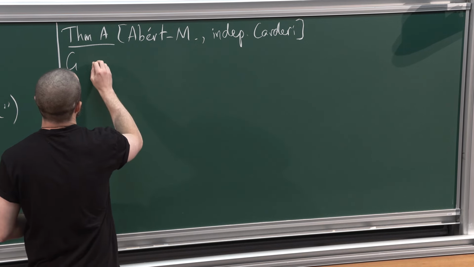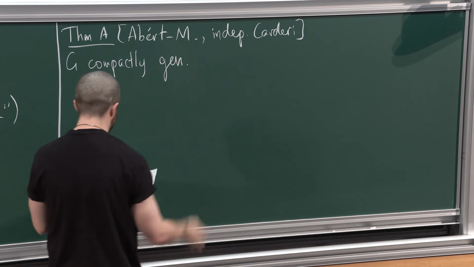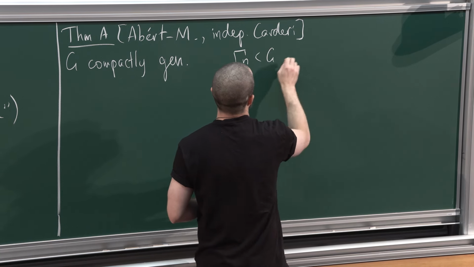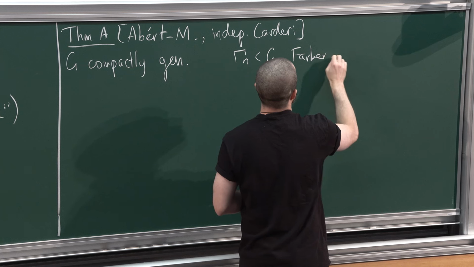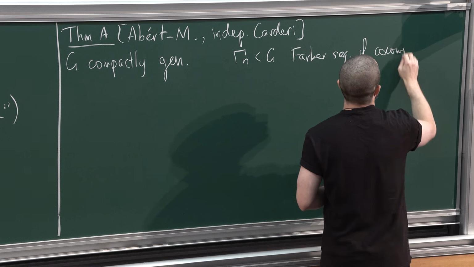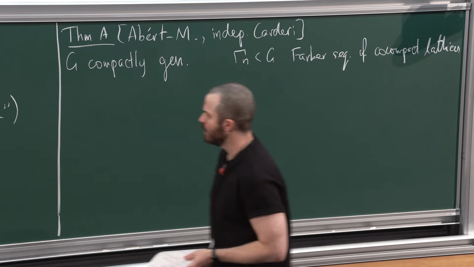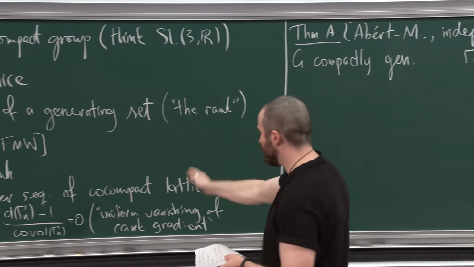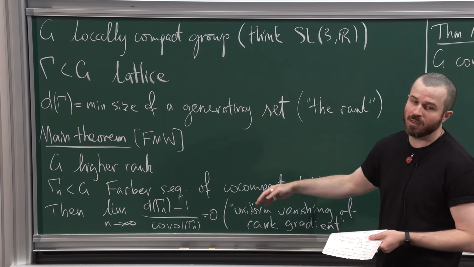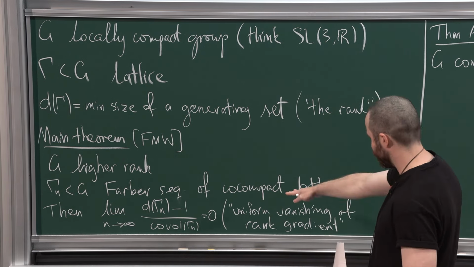So the setting here is that we take G to be compactly generated. Okay, so it's quite a general theorem. And again, I'll take a Faber sequence of co-compact lattices. This is something else that I was supposed to say about this theorem. So it is true for non-uniform lattices, but you have to work harder. And we're trying to give you the minimum viable product. So we'll focus on co-compact.